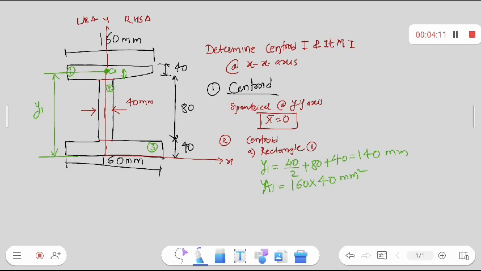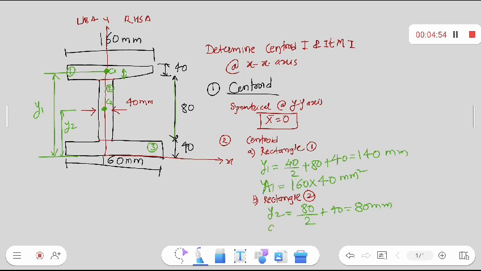Now, we are talking about rectangle 2, where y2 is the distance. Mark the centroid of this web. From this point up to the bottom, parallel to y, that is y2, the centroidal distance of rectangle 2. The total depth of rectangle 2 is 80, so half of 80 plus 40. So 80 by 2 is 40, plus 40 is 80 mm.